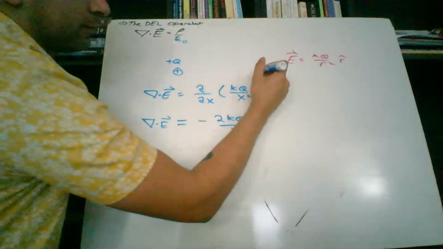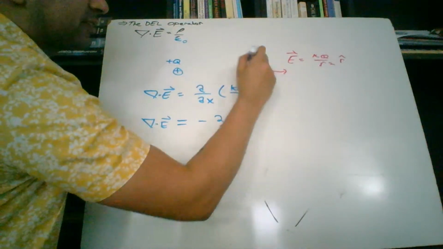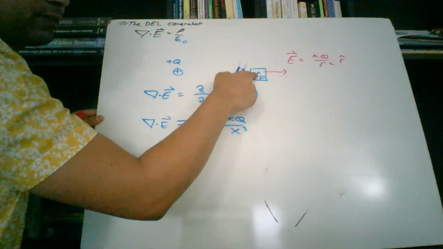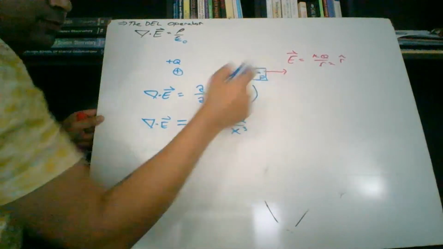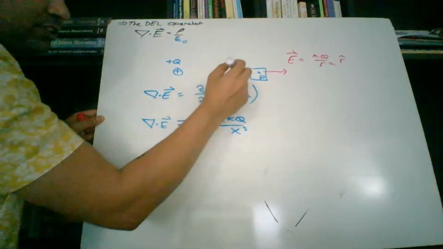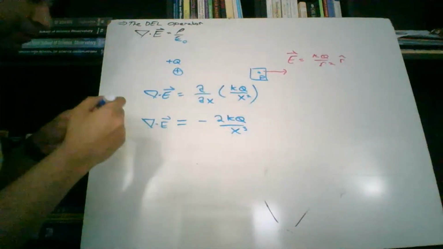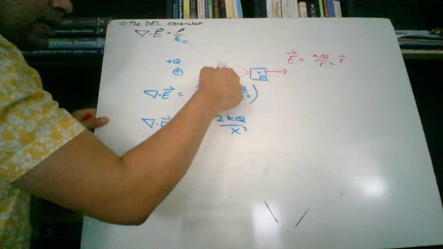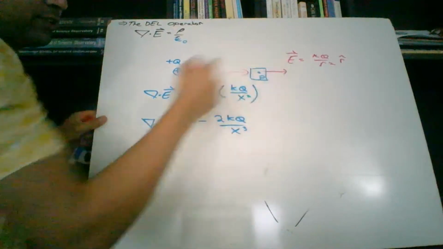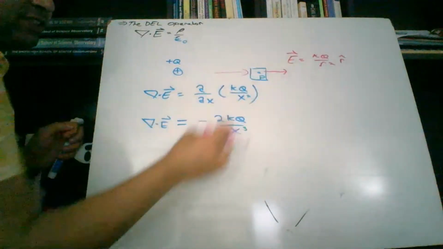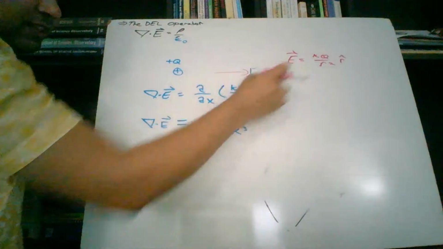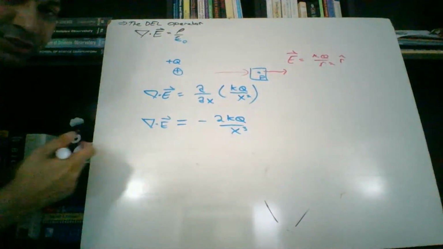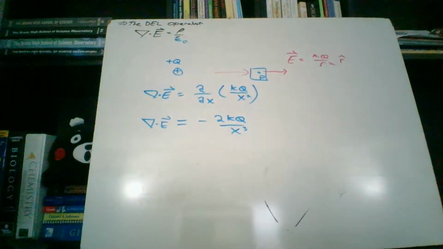So if I box this point P, and this was my point right here, we know the electric field is this big, but because it's a negative divergence, that means the electric field that came into this little box has to be bigger than the electric field going out. And by how much is it changing from here to here? It's changing by this much. That's what the divergence tells us.